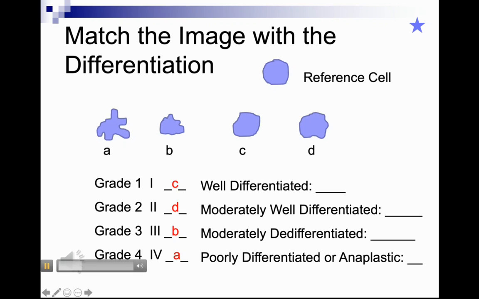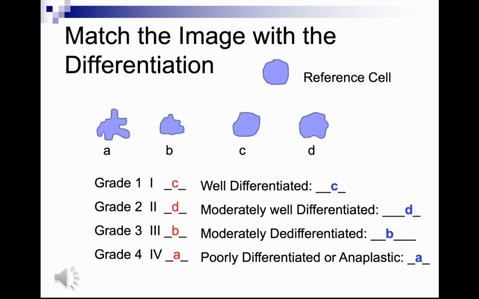Now match the image with the differentiation, the grade with the differentiation. Again, you can pause the slides here until you're ready. Did you notice that grade 1, which is C, is well differentiated? It looks the most like the cell it was supposed to be. And A, which is grade 4, is poorly differentiated or anaplastic. It looks nothing like the cell it was supposed to be.